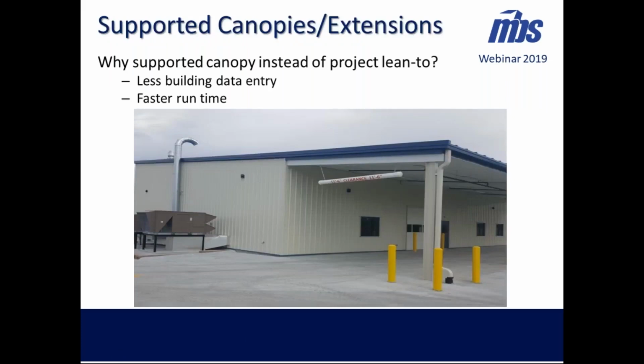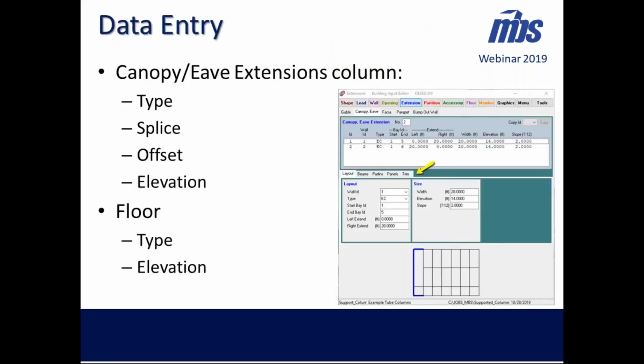So why would we do these? Well, as everybody knows, it's going to be faster than doing it in project, and it's going to be less building entry. So with a supported canopy, you're going to have a normal extension canopy or eave, and you're going to add a column out at the end.